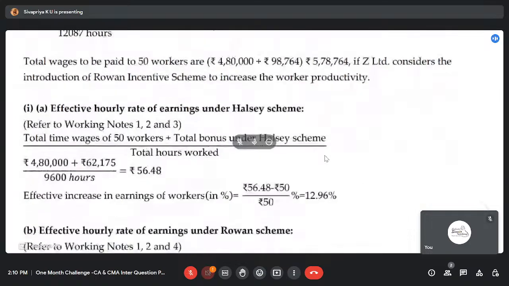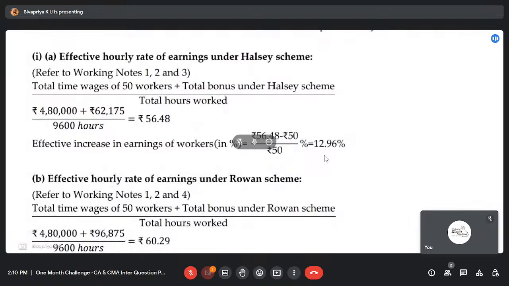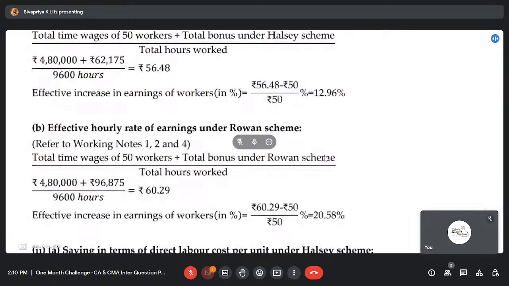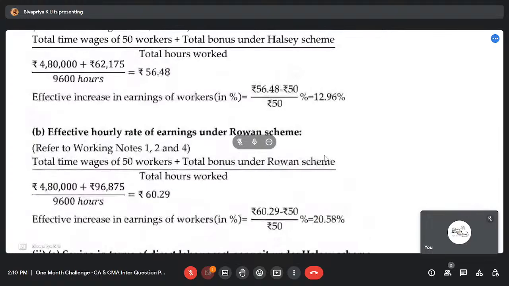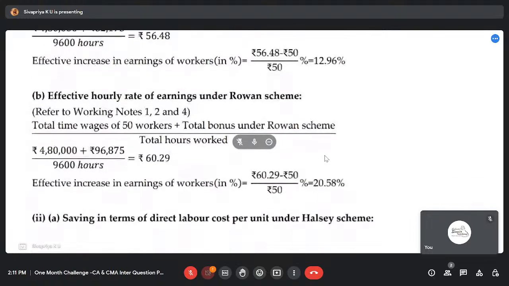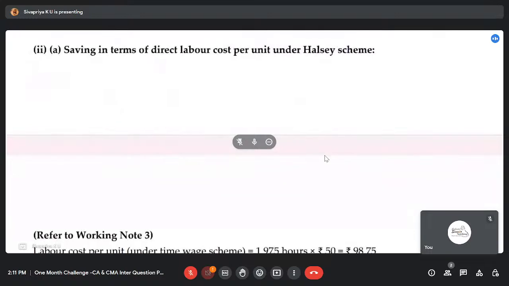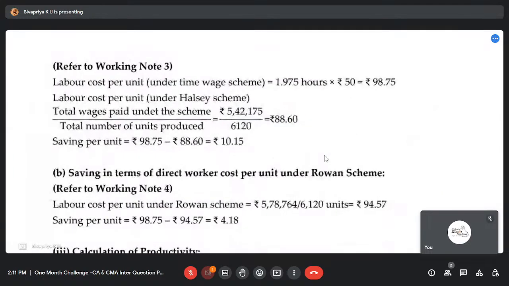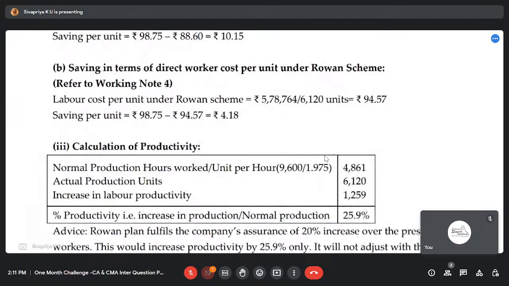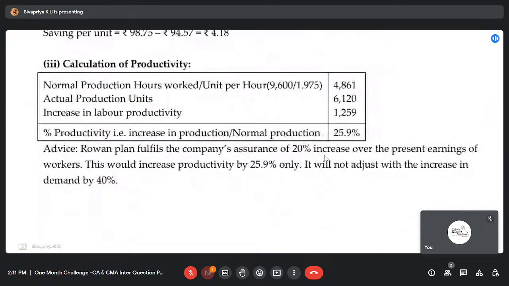The next is the calculation of effective hourly rate of earnings under Halsey, 12.96% increase for effective increase, and similarly for Rowan scheme it is 20.58. Savings in terms of direct labor cost per unit under Halsey scheme, 10.15 per unit, and for Rowan scheme it is 4.18. Then calculation of productivity. So percentage productivity increases 25.9%.